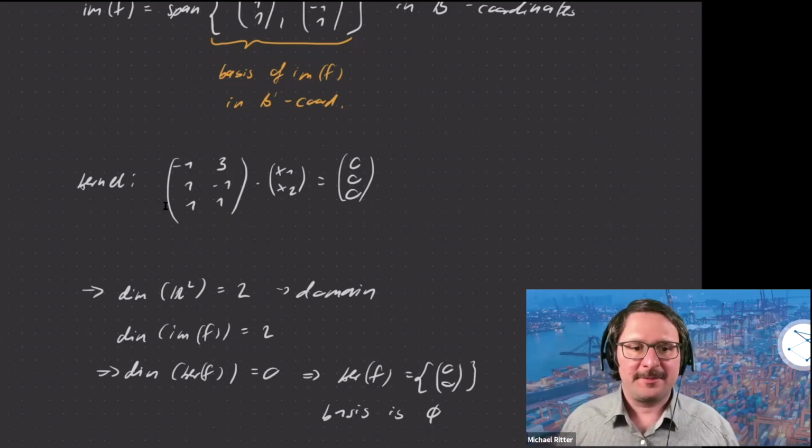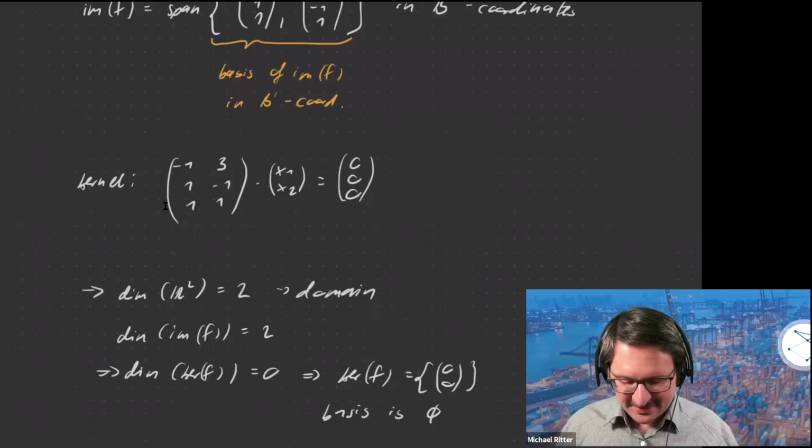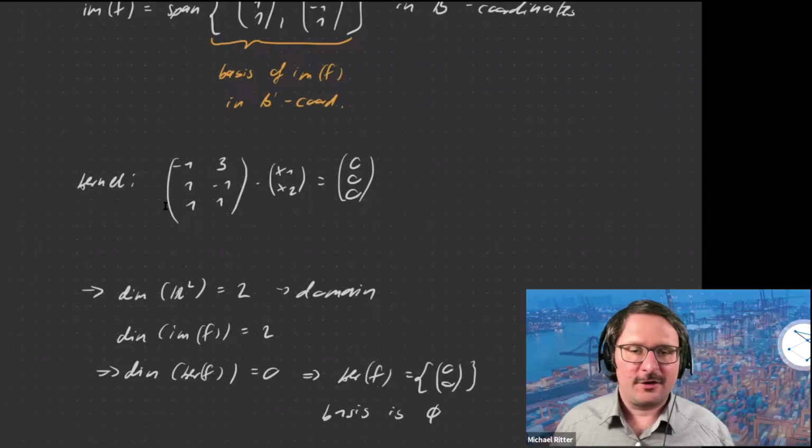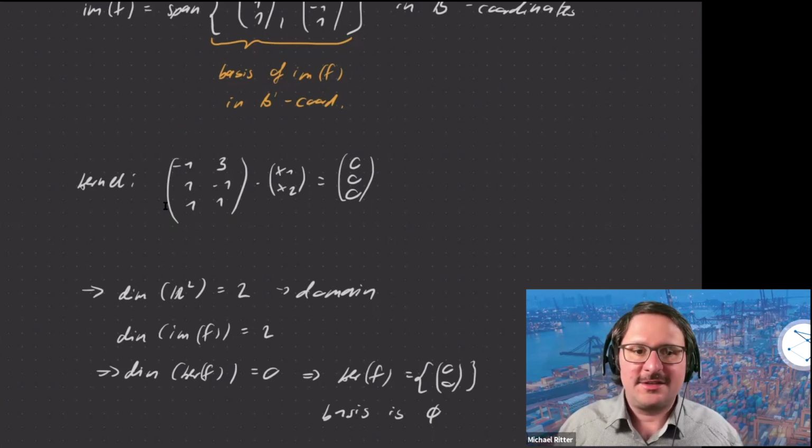So the basis of the kernel in standard coordinates in this case is also the empty set, because, again, the kernel consists of just the 0 vector. So the kernel that consists of just this one point, the 0 vector, always has the empty set as its basis. Yes.